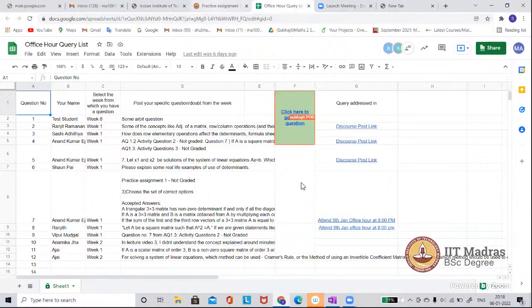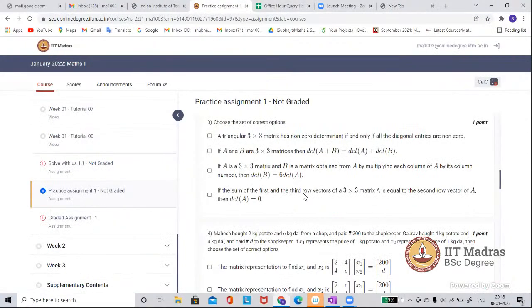Yeah, actually this will be true because you will get the two rows as equal, and the determinant will not be affected. So when two rows in a matrix are equal, the determinant will become 0. Because of this reason, this option will be true.